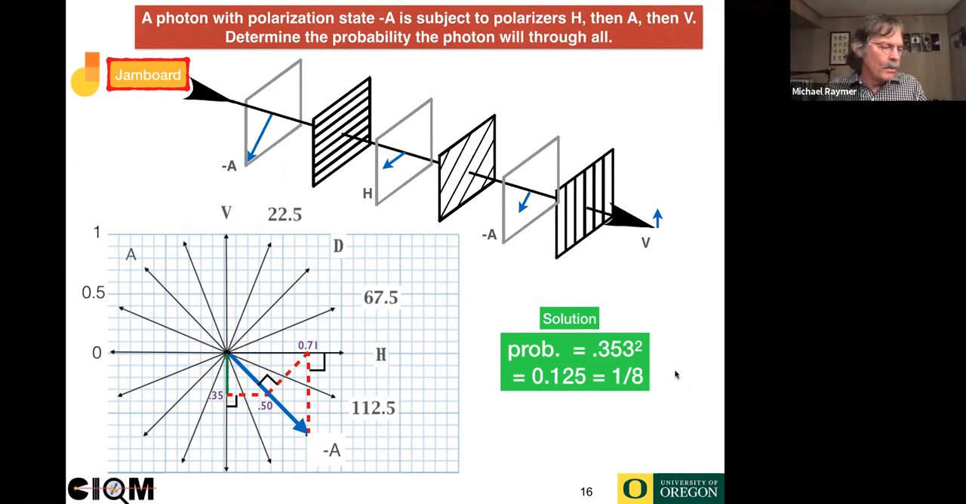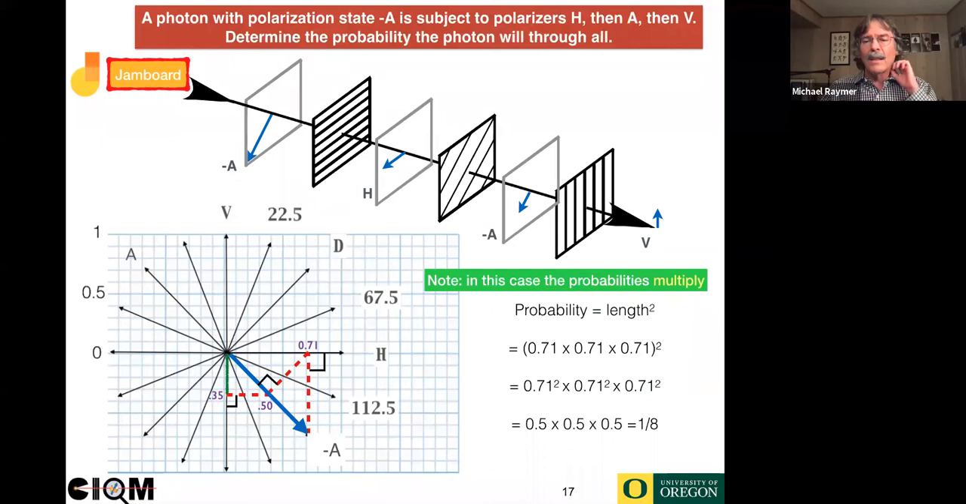Some person actually put that onto the Jamboard, which is a good point. It's exactly 1/8. Now, why is that? Well, in this case, the probabilities multiply because each of these events is independent. We first filter with this one, then we filter with this one, then we filter with the third one. So the probabilities multiply. So you can think of it in various ways.